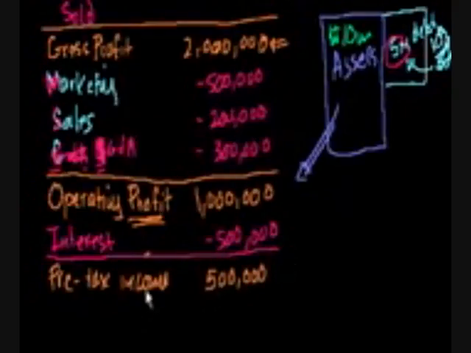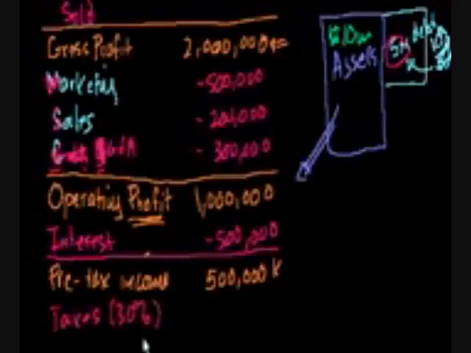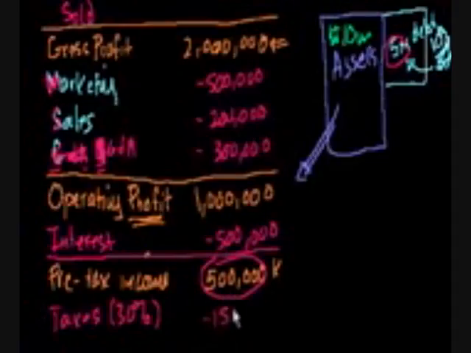And you could guess what the next line is going to be, given that this says pre-tax. This is what the owners of the company get before they pay the government. Right? So you could guess what the next line is. It's going to be taxes. Let's say that it's a 30% corporate tax rate. So you're going to take 30% of this number right here. 30% of $500,000 is $150,000. And then we are done.